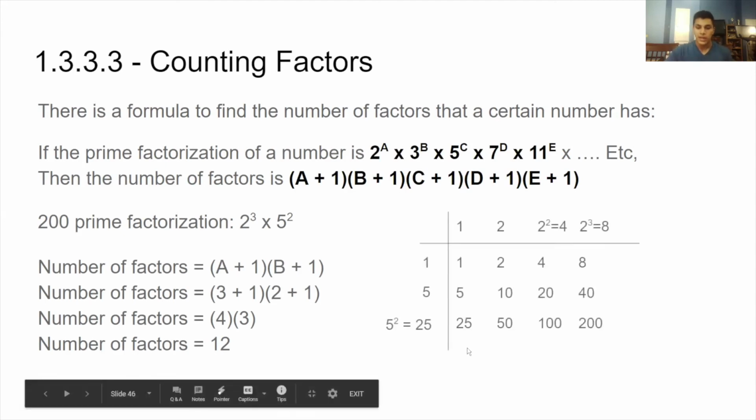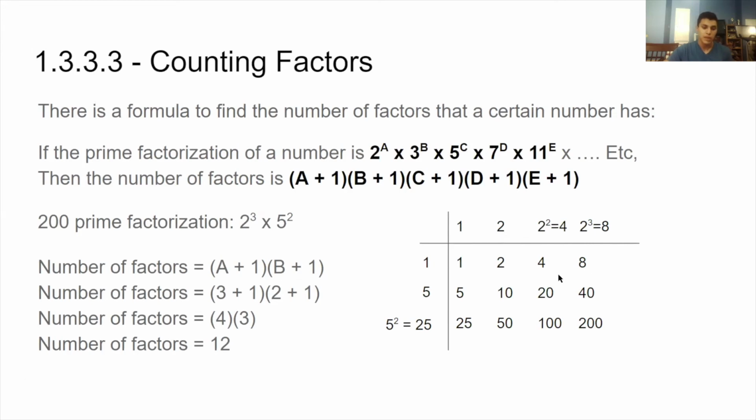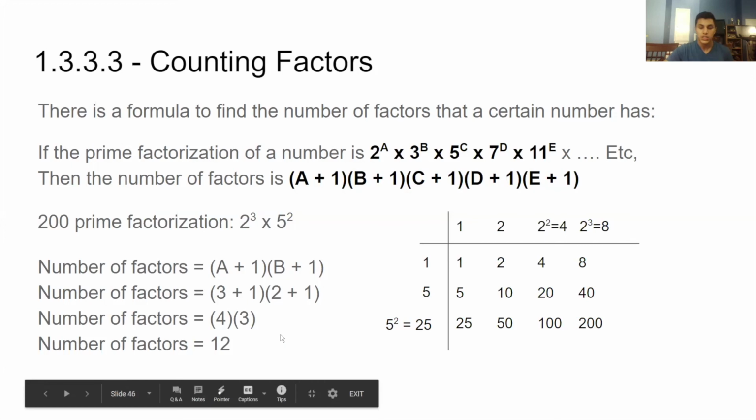And then we quickly went over why this works, because we're basically emulating what we do when we create this table, which is multiplying 4 rows by 3 columns in this example. And we're just putting that into a formula so we can find it more quickly without actually having to find all of the factors of a number.